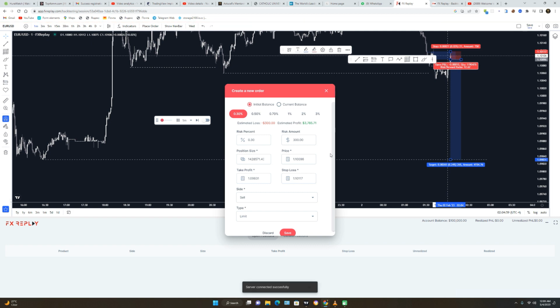Disconnected from server, connected. All right. So I click here. Initial balance, current balance, which one? Initial. Okay. If you put in initial balance and you are risking 0.5, the stop loss is always going to be this. But if you put in current balance, if you are in drawdown, your stop loss will be less, and if you are in profit, your stop loss will be bigger. So on this one, let me use current balance.